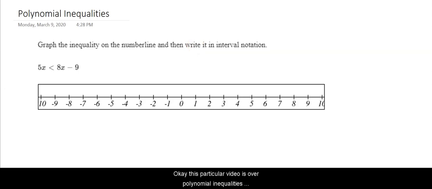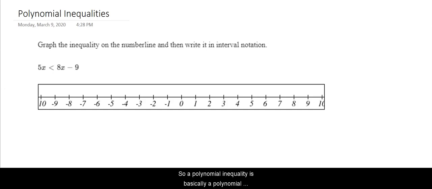Okay, this particular video is over polynomial inequalities, which isn't really a section out of your book. It's already contained in part of the other ones, but we do have a separate homework on this, so I want to work some problems out of that homework section.